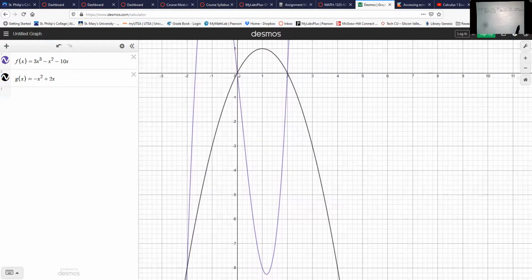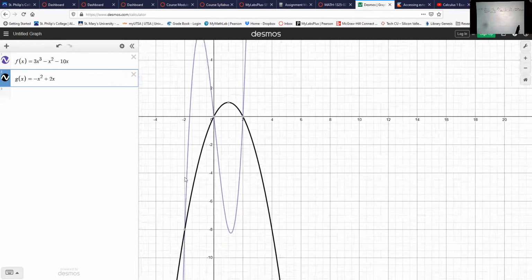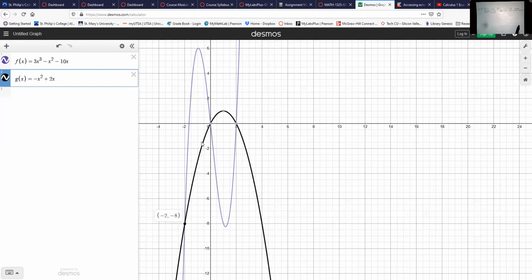Okay, so actually, no, there's multiple regions, isn't there? There's this enclosed space, right? To this piece and this piece. So we're going to need two different integrals.